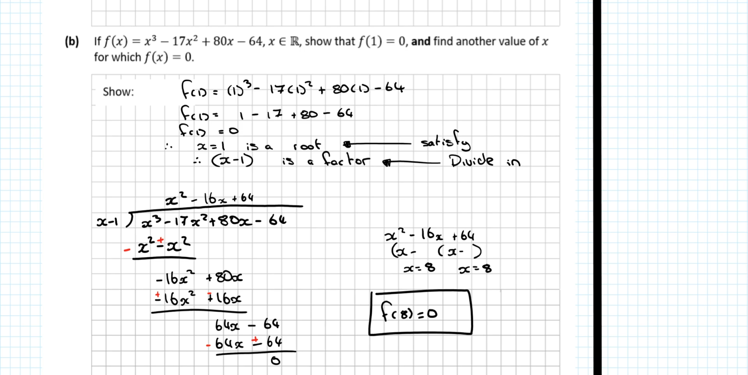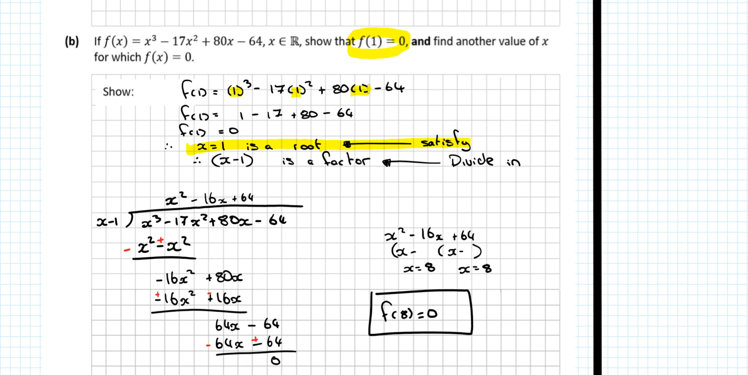Okay, so the next question is a little bit longer. So if f of x is equal to x cubed minus 17x squared plus 80x minus 64, where x is an element of the real numbers, show that f of 1 is equal to 0. So they're really asking us to show that 1 is a root. If it is a root, it will satisfy the function. So I have to go and show it.